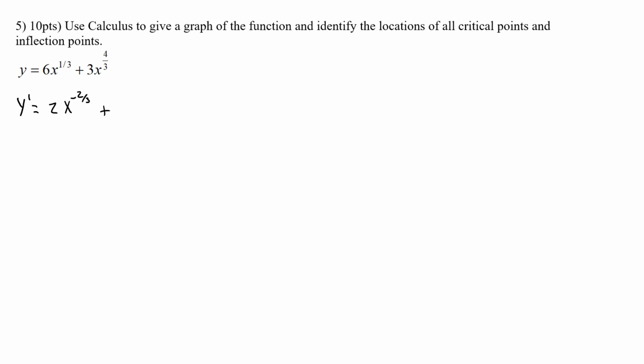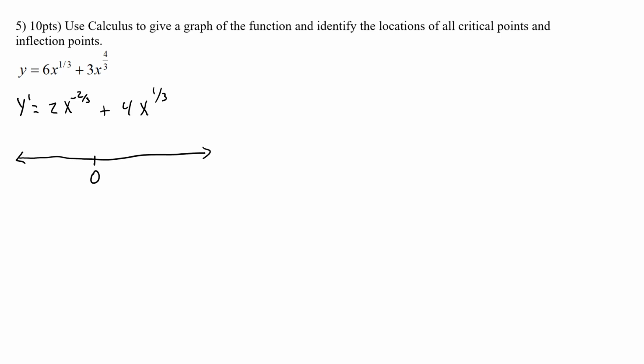4/3 times 4/3 times 3 is 4. Take 1 away from the exponent, x to the 1/3. So for my sign chart, I need the numbers that are going to make this undefined or 0. Because of this negative exponent, without doing anything, you should realize that 0 is going to make it undefined. So 0 is a critical point. My derivative is undefined there.